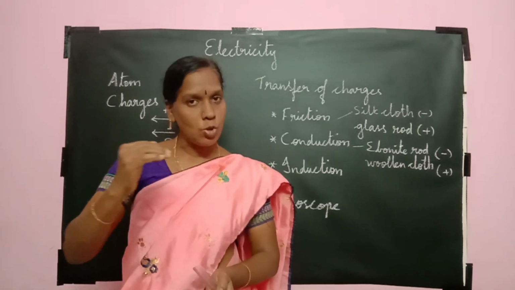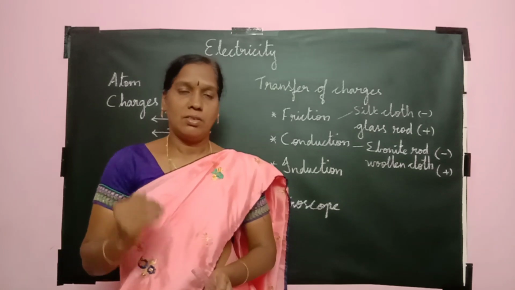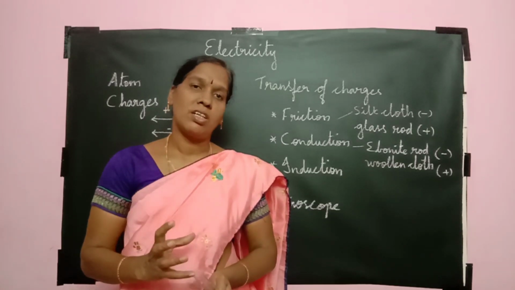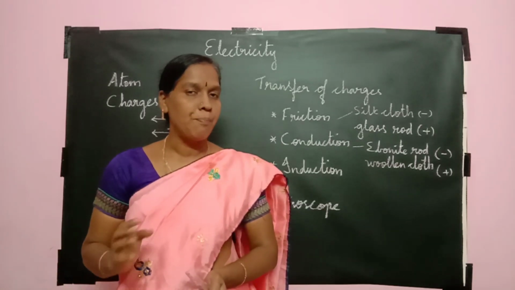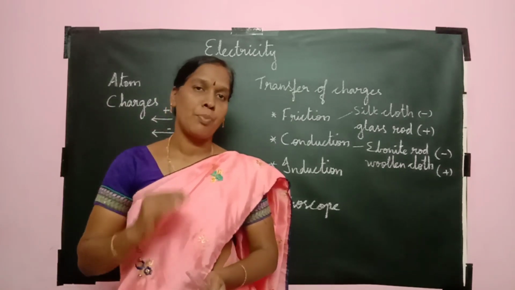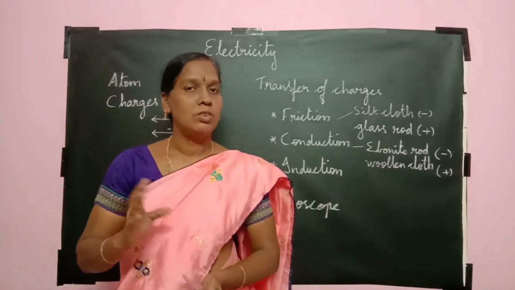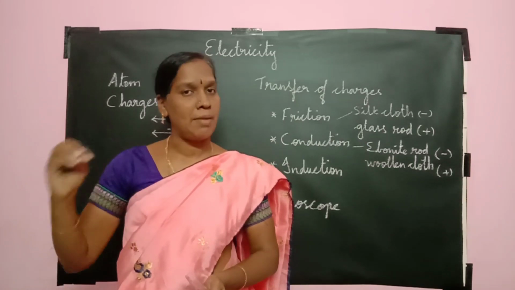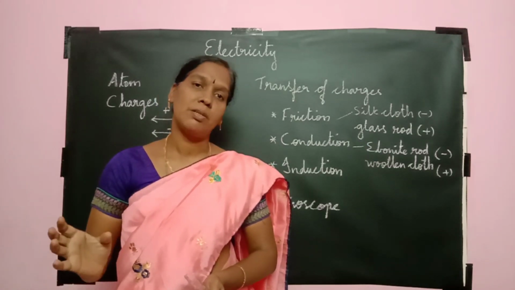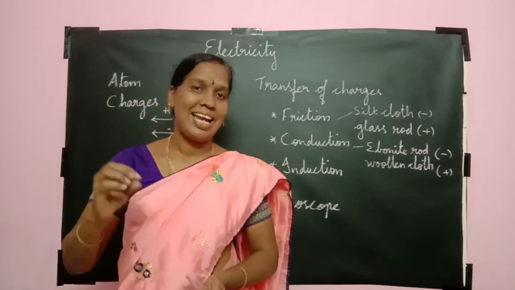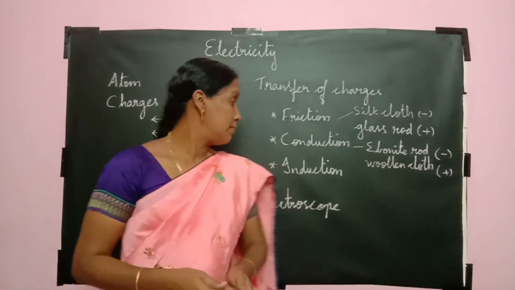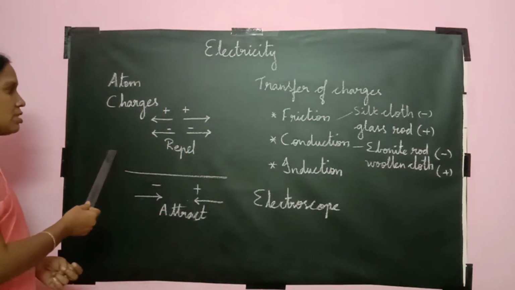The electrons which are closest to the nucleus cannot be removed easily, but the electrons on the outer orbit can be easily removed. So those electrons can be removed, move and constitute the electric current. Okay. Now we are moving on to charges.